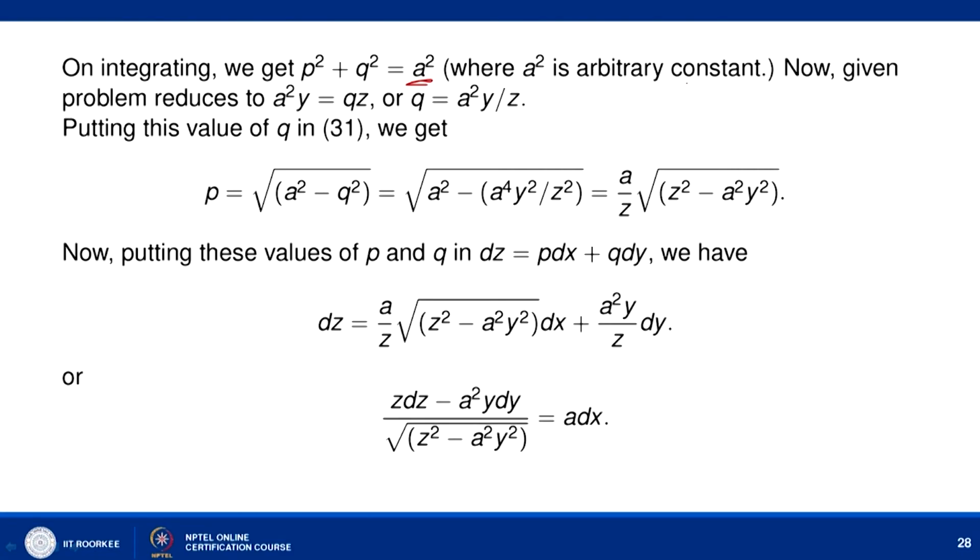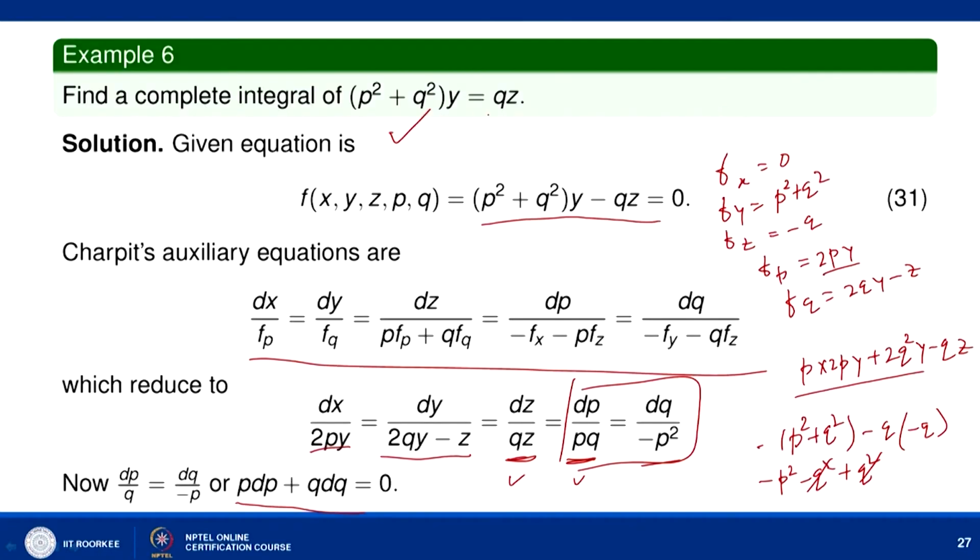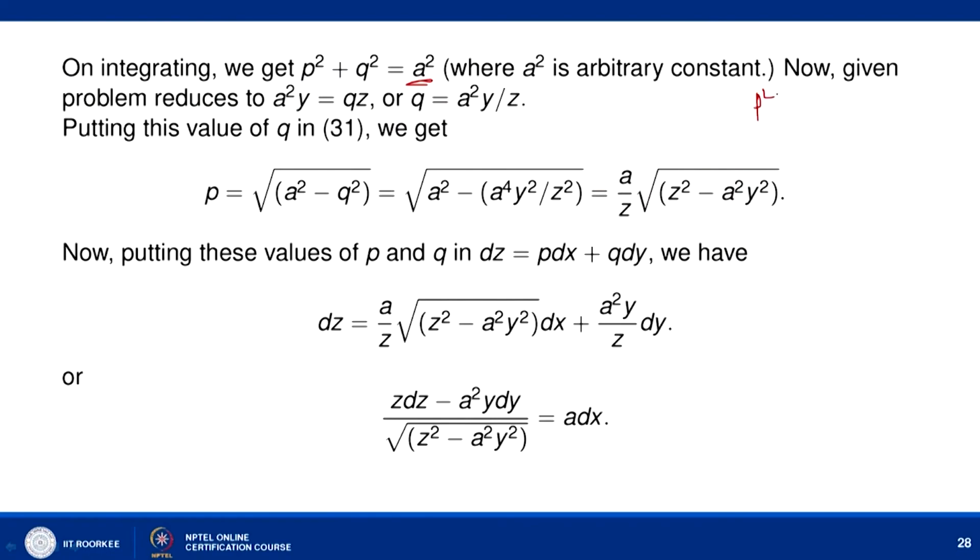You can use any constant, c1, c2, d1, d2, but for simplicity I am using a². We will see why this a² will help us. Now in the given problem, we have p² + q² = a², but this is one relation between p and q, and now you utilize your equation, that is (p² + q²)y = qz.